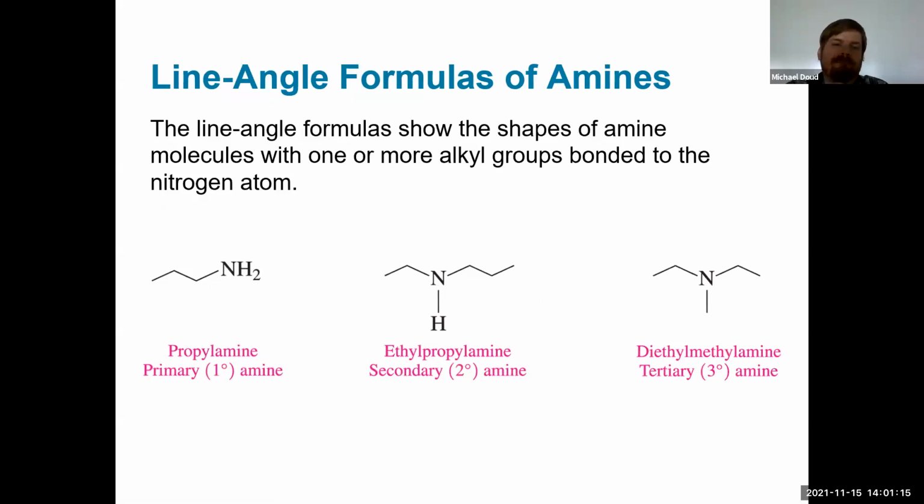Okay, all right. So line angle formulas. We probably don't need to spend too much time here, but for line angle formulas, we are going to draw in the hydrogens that are on the nitrogen. Remember, we don't draw in hydrogens when they're on carbon, but when they're bonded to oxygen or nitrogen, we do want to draw them in because oftentimes they're going to be reactive.